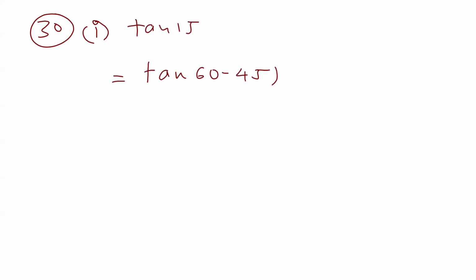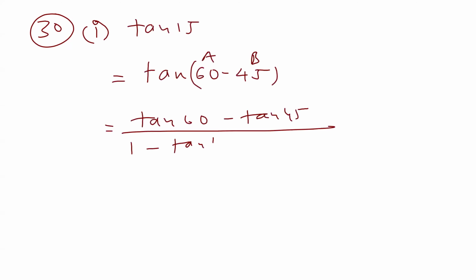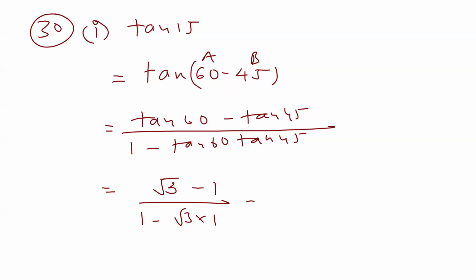So tan A minus B is tan A minus tan B upon 1 minus tan A tan B. Tan 60 is root 3. So root 3 minus 1 upon, I think there should be plus in the denominator, sorry, 1 plus root 3. Now we don't have an integer in the denominator.